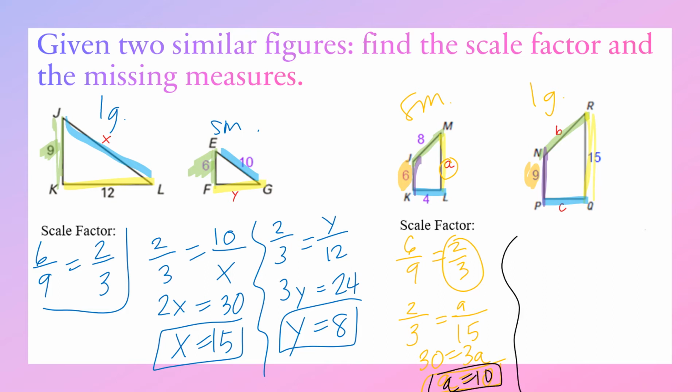Then I can find B. So B is this green side. So again, I'm going to use my scale factor, 2 over 3. The small one is 8. The large side is B. 2 times B is 2B. 8 times 3 is 24. And then I would divide both sides by 2 to get 12 for B.